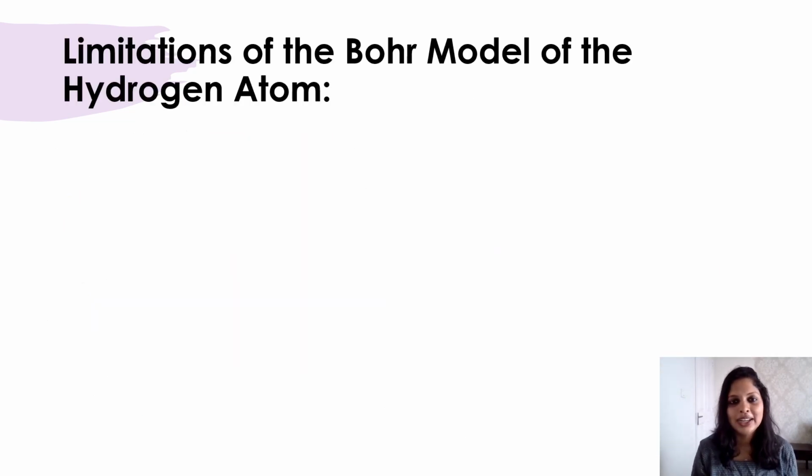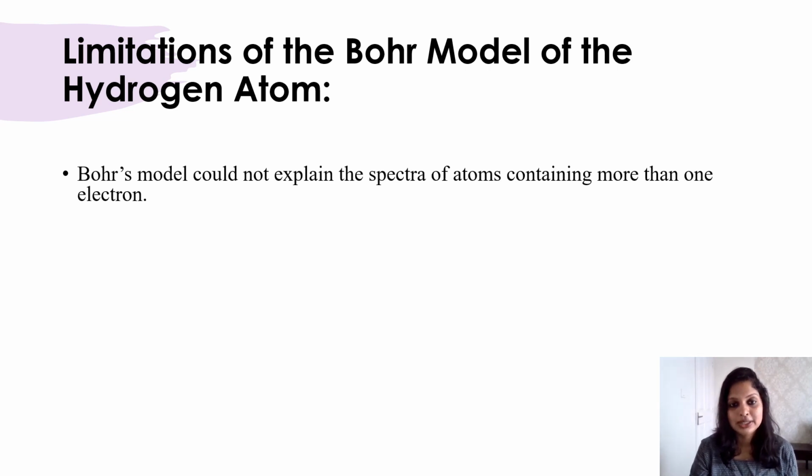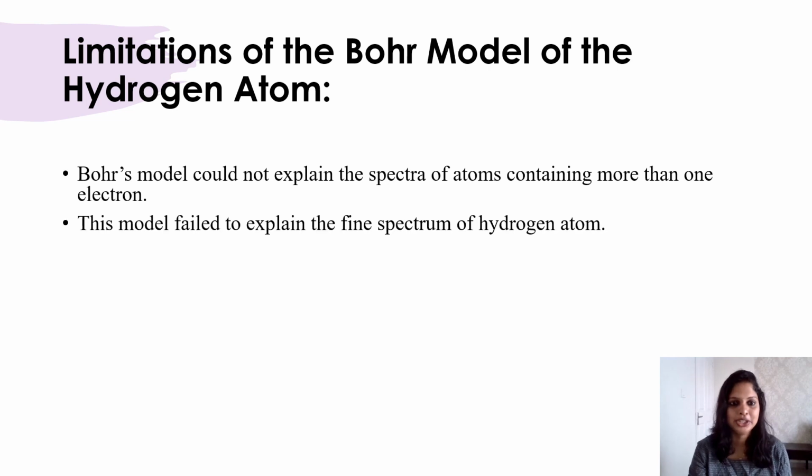Now, every theory comes with some limitations or some demerits. For the atom model of Bohr, these were the limitations. They were not able to explain the spectra of atoms containing more than one electron. We were discussing hydrogen. As you know, hydrogen is only having one electron. So for a one electron system, his explanation is fine. But what about something that is having more than one electron? Then his atom model has got limitations.